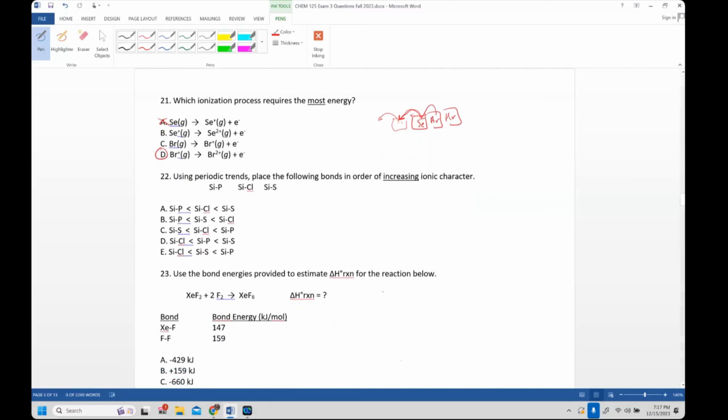Okay, so using periodic trends, place the following bonds in order of increasing ionic character. This means the difference in electronegativity. Which one is the highest difference?